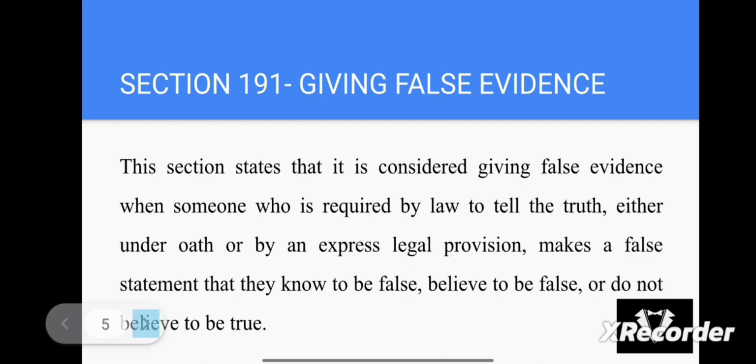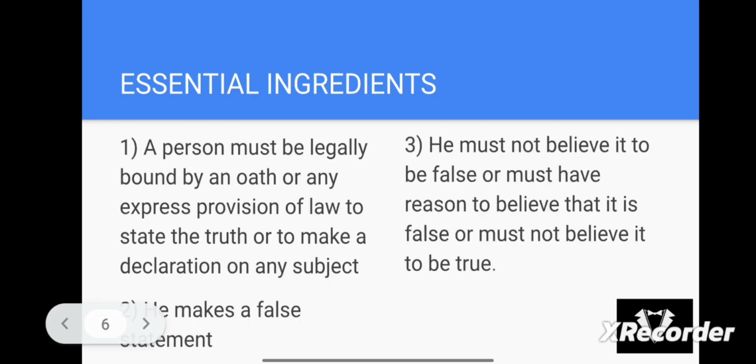The essential ingredients of Section 191 are: a person must be legally bound by an oath or any express provision of law to state the truth or to make a declaration on any subject. And he must make a false statement. And he must be aware that such statement is false. And he must believe that it is a false statement, but he still gives such statements. These are the essential ingredients of Section 191.